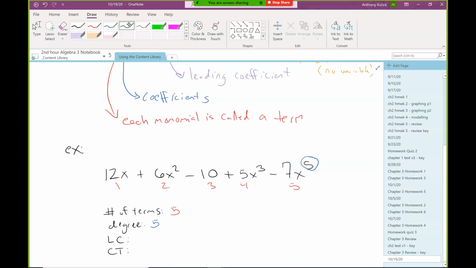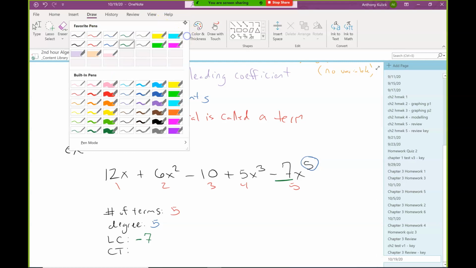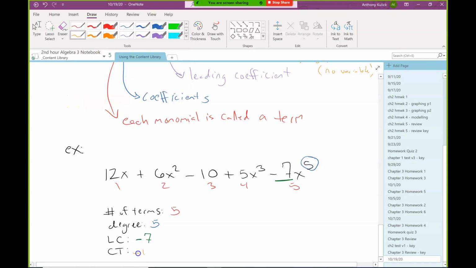What's our leading coefficient here? 12. So 7, 12, or negative 7, I've heard. Oh, negative 7. That's the negative. Everybody's okay with it? It's the coefficient on the biggest degree term. Not the first coefficient, not the biggest coefficient, but the coefficient on the biggest degree term. And then the constant term is negative 10. Okay.